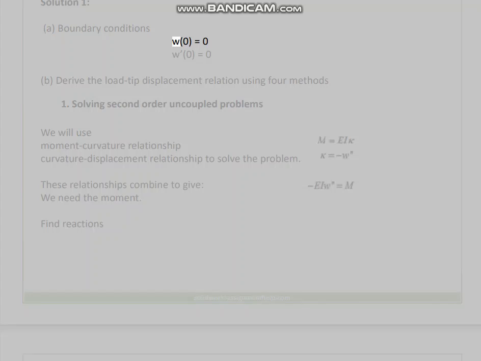Solution 1. A. Boundary conditions: W(0) equals 0, W'(0) equals 0. B. Derive the load-tip displacement relation using 4 methods. 1. Solving second-order uncoupled problems, we will use the moment-curvature relationship and the curvature-displacement relationship to solve the problem. These relationships combine to give the governing equation; we need the moment. Find reactions.